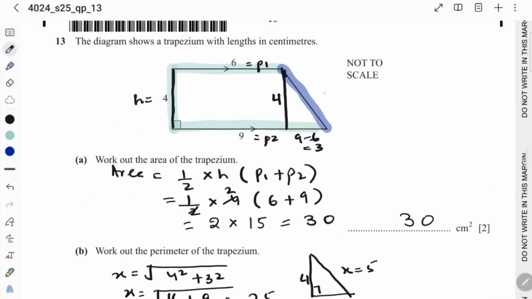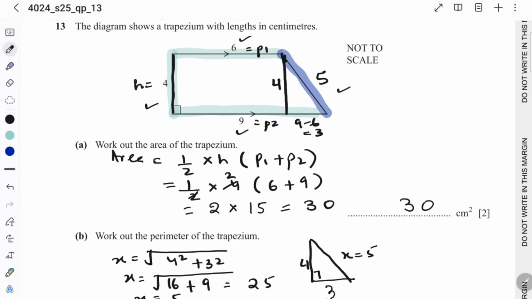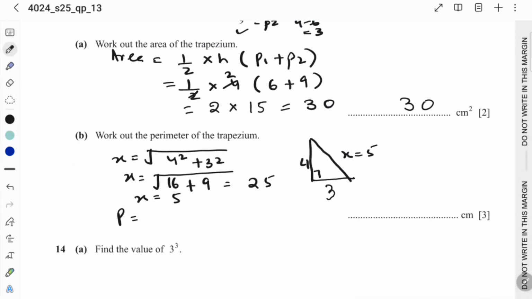Now we have all the sides, just add them together. 6, 4, 9 and 5. So the perimeter is 6, 4, 9 and 5. 6 plus 4 is 10, 10 plus 9 is 19, 19 plus 5 is 24.